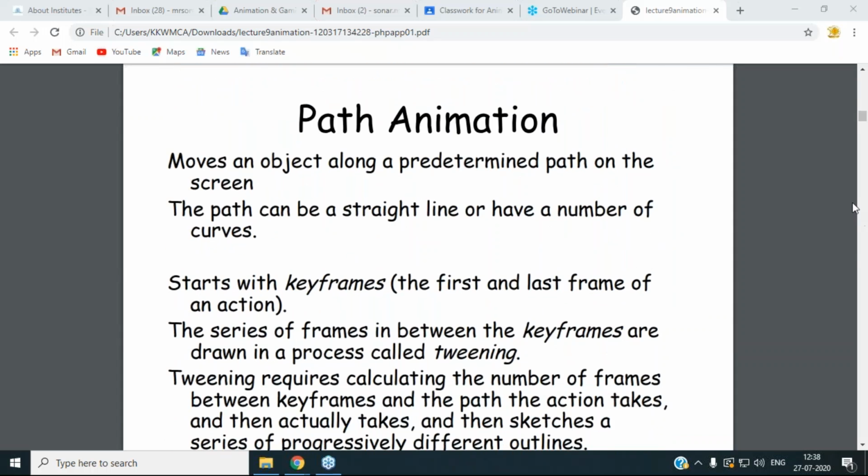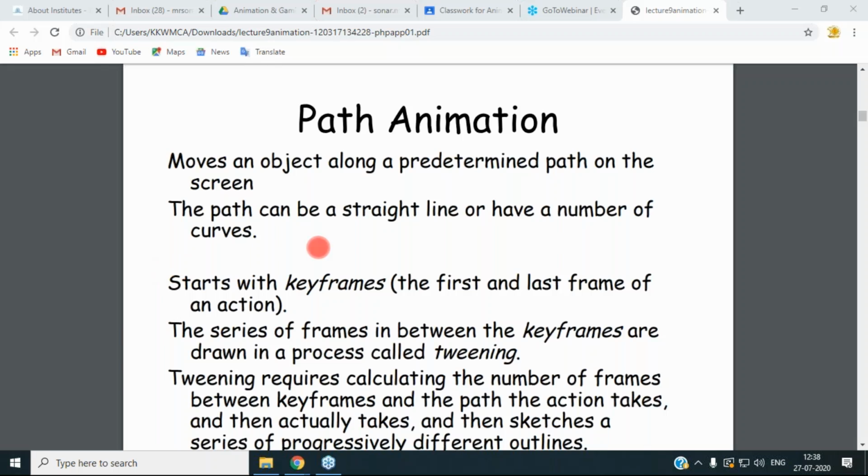Similarly, there is something called a path animation. Path animation is where the animator moves an object along a predetermined path on the screen. So there will be a particular path which is fixed for the object, and this object will move according to that path. That is generally called a path animation.